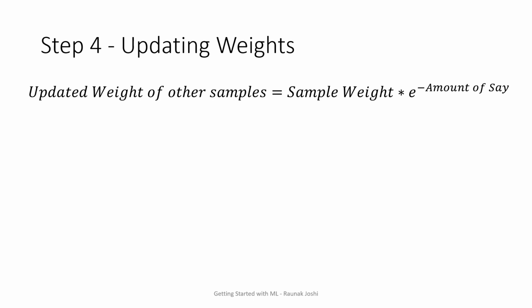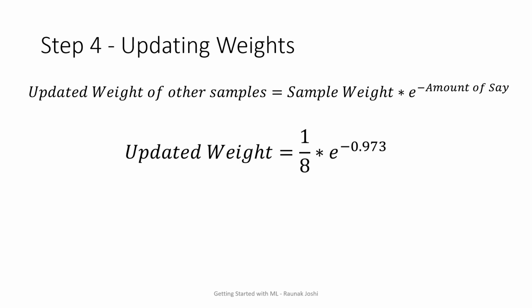We also have to lower the weights of the correct samples. So the way we do it, instead of the positive sign, you have to make it negative. Alright, so sample weight into e raised to minus of amount of say. And when we do it, we get this value, which is 0.05. So from 0.125, our values have gone to 0.05.